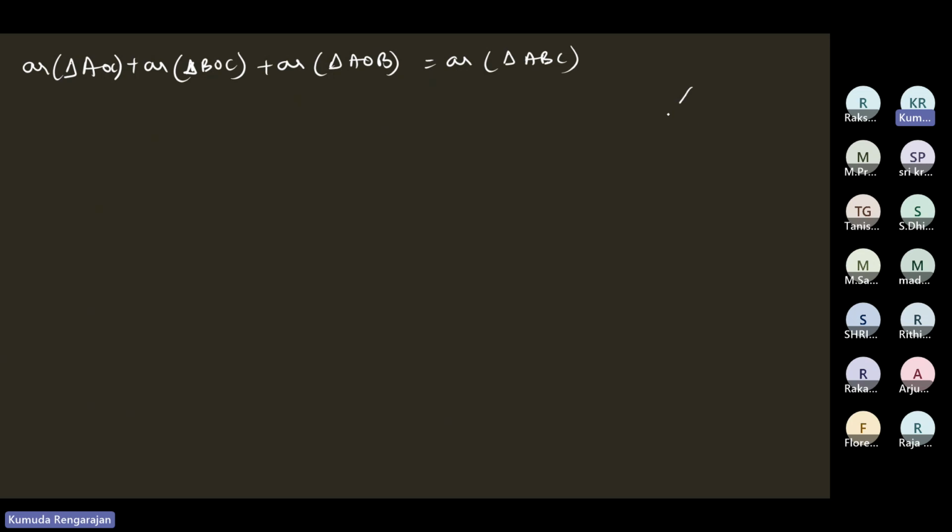Because we divided the whole triangle into three smaller triangles like this. This is one triangle, this is the second triangle, this is the third triangle. Area of triangle 1 plus area of triangle 2 plus area of triangle 3 is equal to the area of the whole triangle ABC. That's what we've written here.